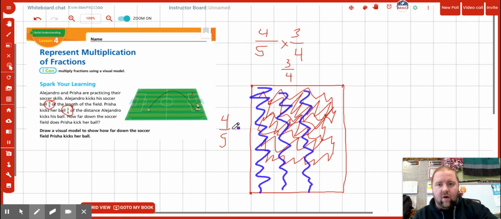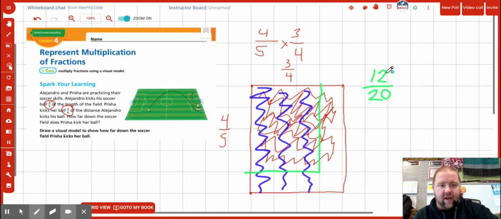Okay, now just like when we did the multiplying with our decimals, we're looking at the spaces that are shaded in both colors, the red and the blue, which is here. How many are shaded in? 1, 2, 3, 4, 5, 6, 7, 8, 9, 10, 11, 12. And how many total spots are there? Well, 5 rows with 4 each would be 20. So that means 12 20ths.